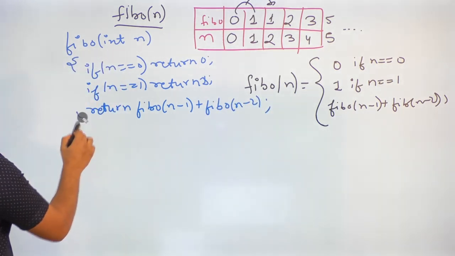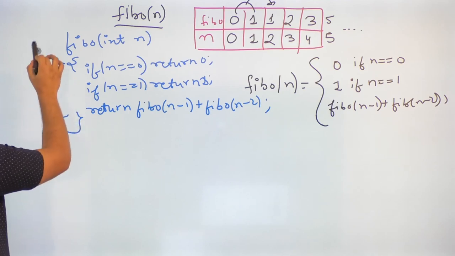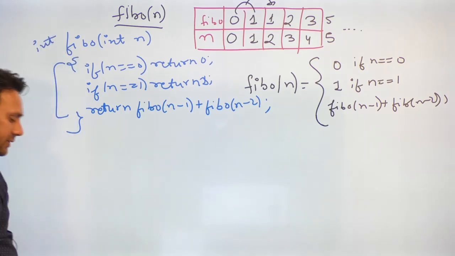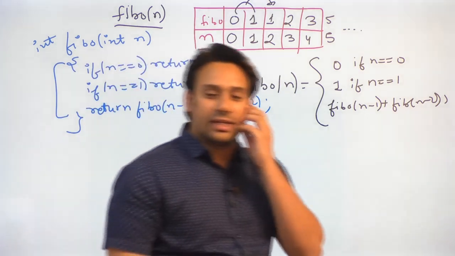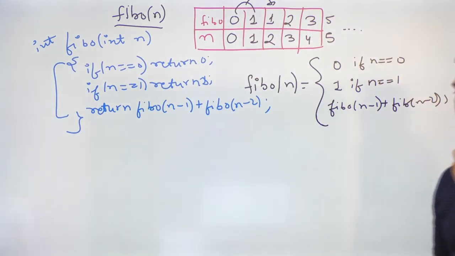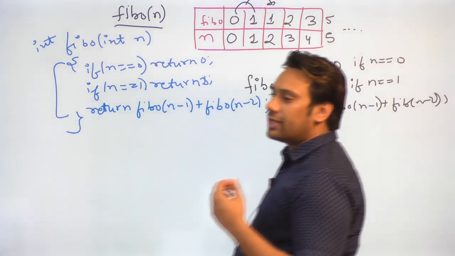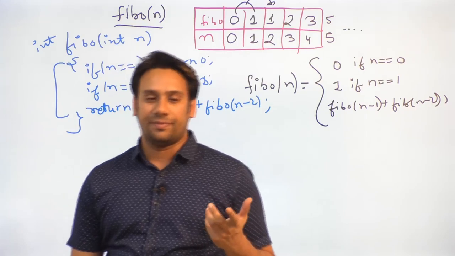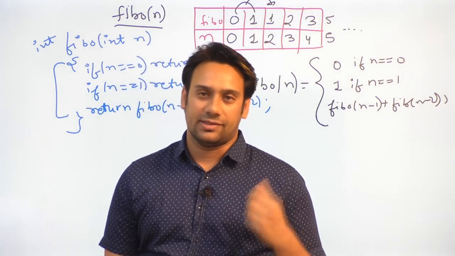Okay, so this is a very simple three-line program to find the Fibonacci of a number. So ye jo function hai, ye sirf teen line ka function hai. This is a very simple three-line function to find a Fibonacci of a number. And you can see writing this recursive function to find a Fibonacci of a number is very easy. Isko likhna bahut hi asaan tha.